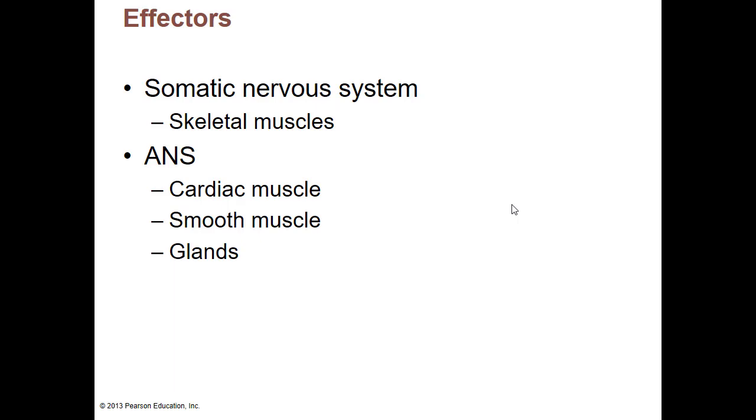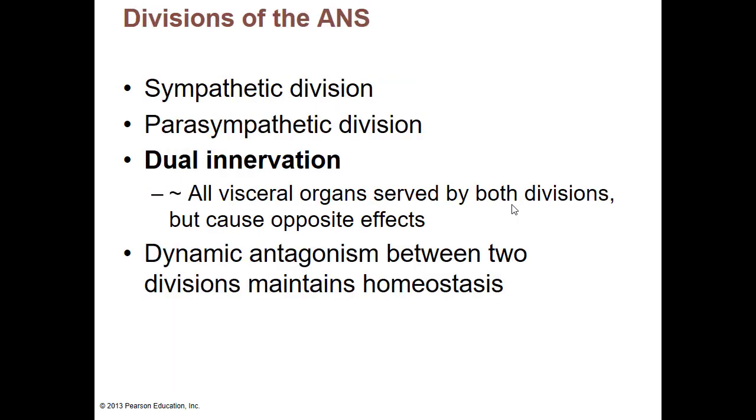Autonomic is what we care about: cardiac, smooth, and glands. Review: again, the divisions of the autonomic are sympathetic and parasympathetic. My only note: almost every organ in your body is controlled by both the parasympathetic and the sympathetic. They usually do opposite things. One is going to cause your heart to speed up, one is going to cause your heart to relax. So they have dual innervation from both systems. They're usually antagonistic, meaning one increases, one does the opposite. They usually cause opposite responses.